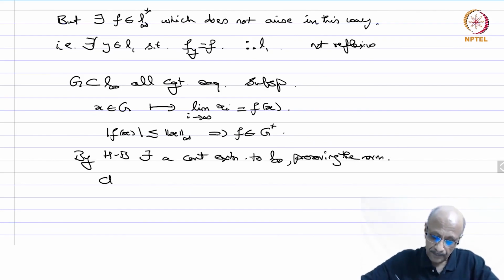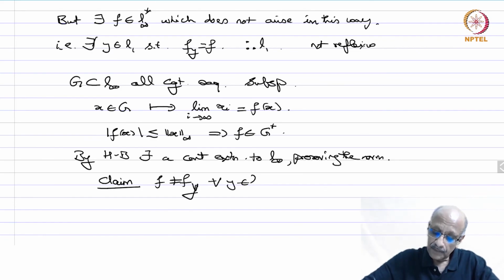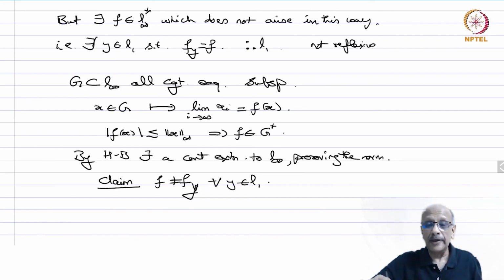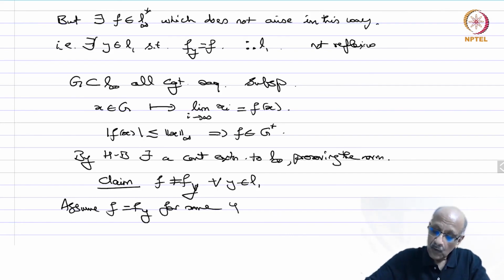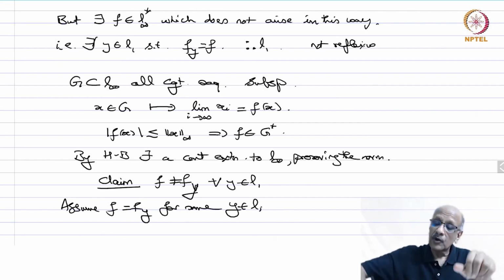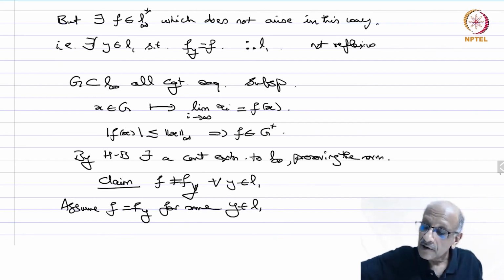So claim: f is not equal to f_y for all y in L1. So you cannot produce a y in L1 which comes like this. Let us assume f equals f_y for some y in L1. So now we want to get a contradiction.